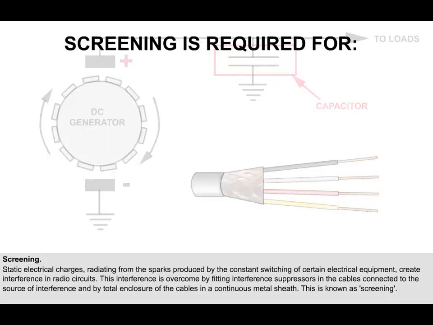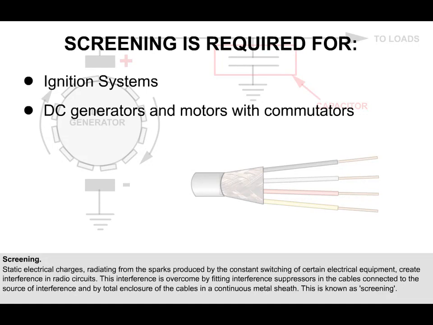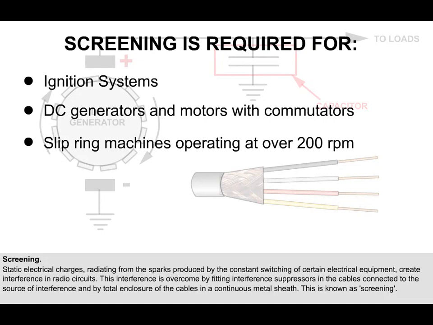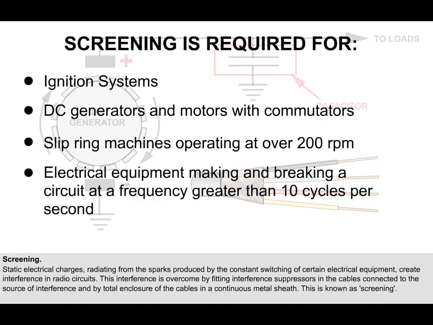Screening is required for ignition systems, DC generators and motors with commutators, slip ring machines operating at over 200 RPM, and also for any electrical equipment making and breaking a circuit at a frequency greater than 10 cycles per second.